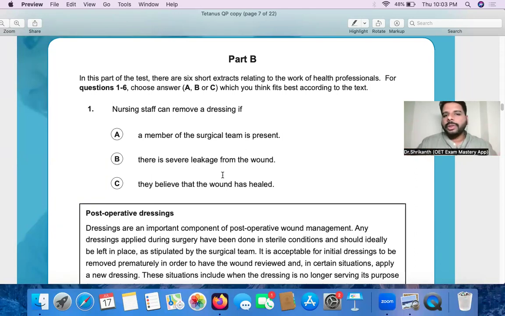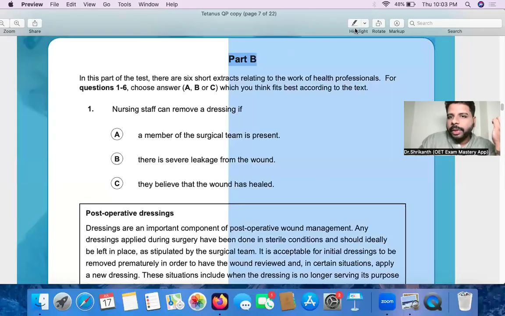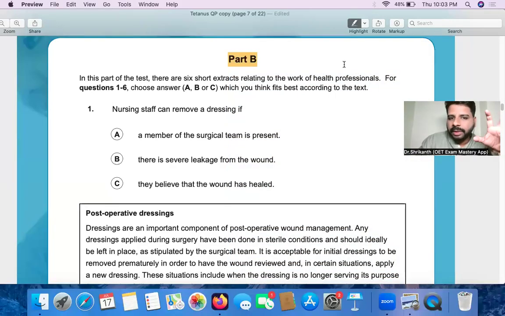So in reading, you have exactly 60 minutes. And how many questions do you have? You have 42 questions. Reading part B, how many questions do you get? You get 6 questions. And there are two pieces of good news. Everything is multiple choice questions. The second good news is there is no negative marking. So if you choose an incorrect answer option, no worries. They are not going to reduce your scores.